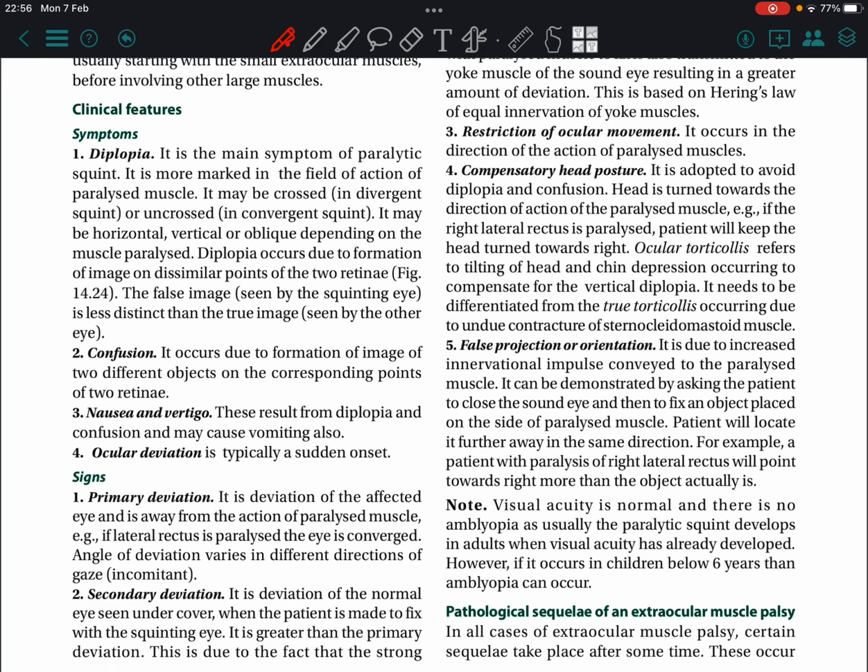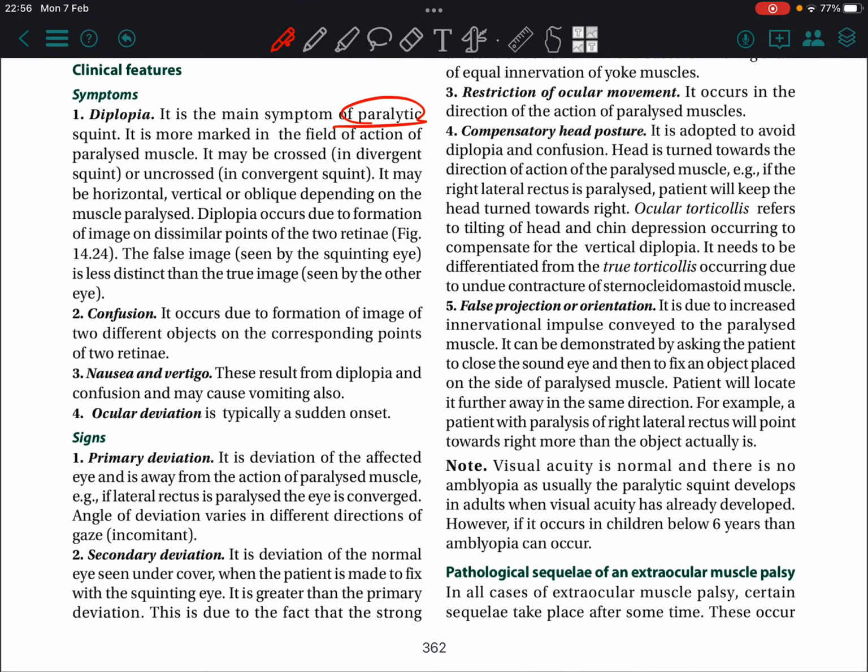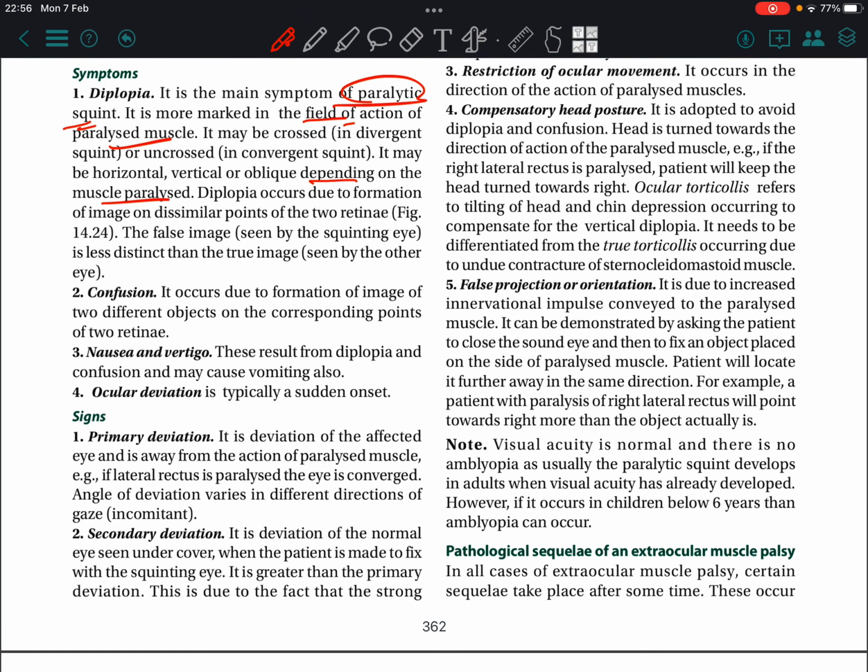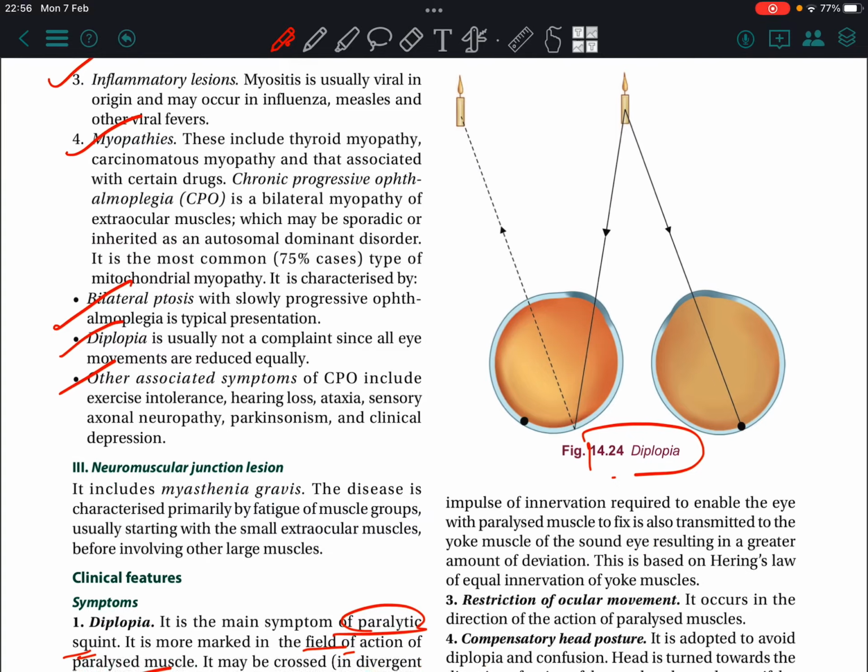Clinical feature: diplopia. Diplopia is the main symptom of paralytic squint. It is more marked in the field of action of the paralyzed muscle. It may be crossed, horizontal, vertical or oblique depending upon the muscle paralyzed. Diplopia occurs due to formation of images on dissimilar points of the two retinae.